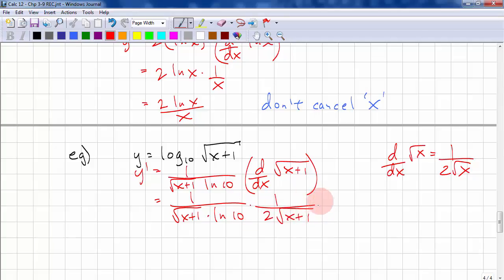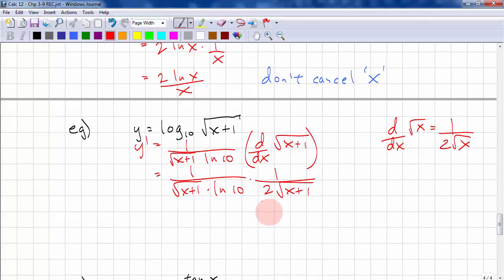Now, technically, we're supposed to take the derivative of this, but this is linear and it has a slope of 1, so we don't bother. Now, we have a square root x plus 1 and a square root x plus 1, so we should simplify this. We have a constant, so we'll put that first. This times this gives us just x plus 1. And then we have ln 10. And that's it for this derivative.